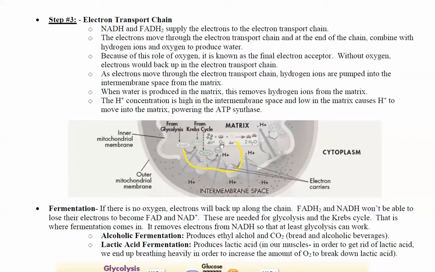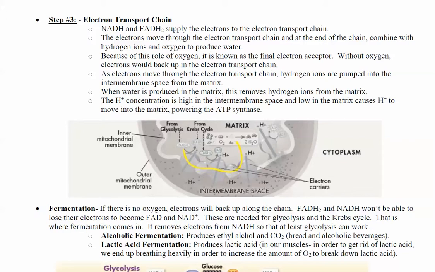We're actually just removing hydrogens from the matrix. And so as a result, you have a super high concentration of hydrogens here and a very low concentration of hydrogens in the matrix. And so as a result, this is going to power the ATP synthase. Now, the ATP synthase is powered because hydrogen ions want to move from high concentration to low concentration, and this movement powers the ATP synthase. So the hydrogen ions are moving from the intermembrane space into the matrix, which powers the ATP synthase, which makes ATP.